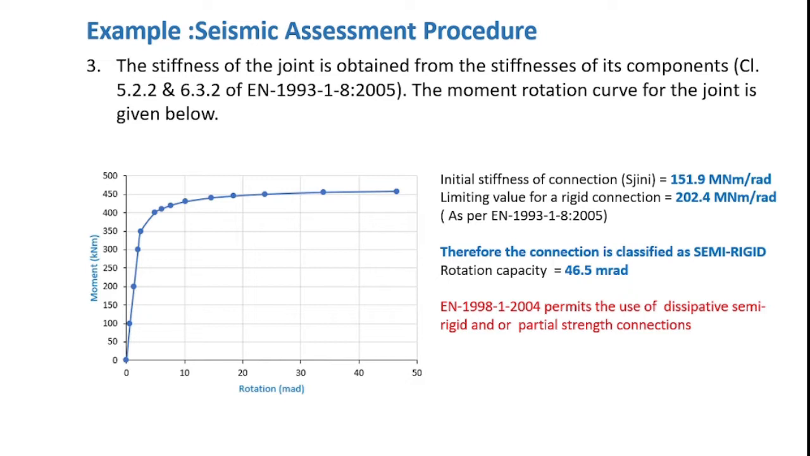Now the question arises, does Eurocode support this kind of connection? Yes, obviously, EN 1998-1:2004 permits the use of dissipative semi-rigid or partial strength connections, but it provides a number of conditions to be satisfied if these types of connections are to be used in any type of structure for the dissipation of seismic energy. So now let us move to step number 4.